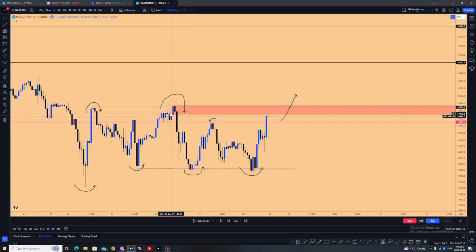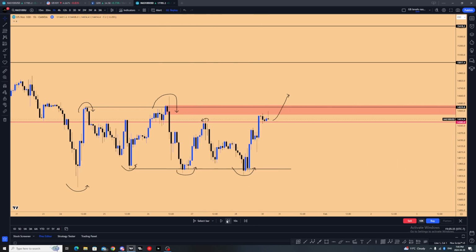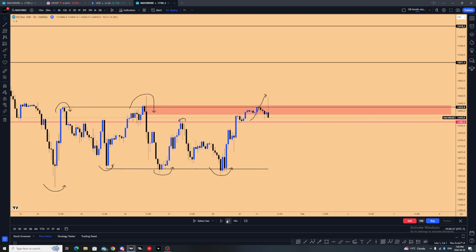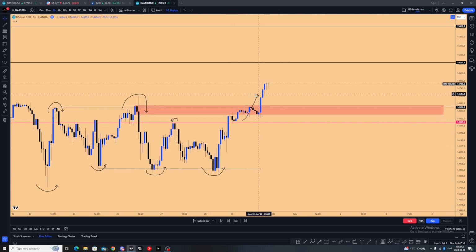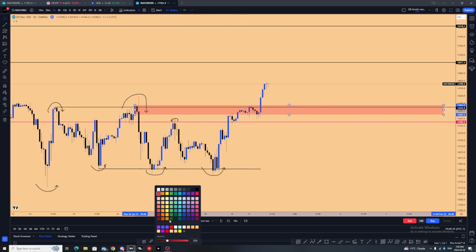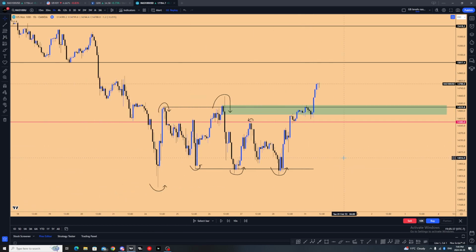The prerequisite in this case is that this breaker has to take out a swing low, which it did. Now this is a very valid resistance zone because it was responsible for changing the market structure. And now when price tags it and breaks above it, it is now a bullish breaker. Okay.